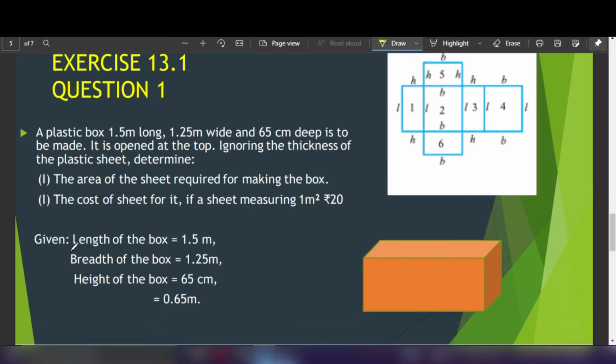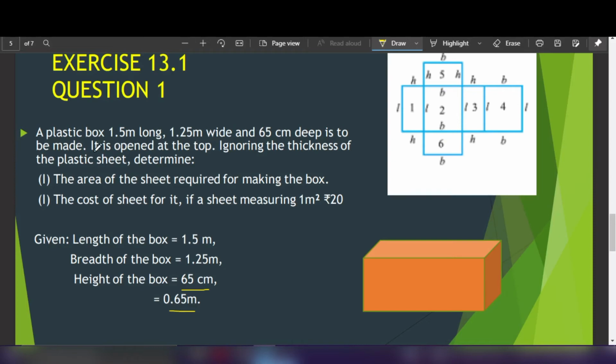So first we have to see the details that are given. Length of the box is 1.5 meter, breadth of the box is 1.25 meter, and height of the box is 65 centimeter. Here the length and breadth are given in meter, but the height is in centimeter. First we have to convert this into meters so we have a uniform unit. We know that 1 meter is equal to 100 centimeter. So to convert it into meter, we have to divide 65 by 100. So you'll get 0.65 meter.